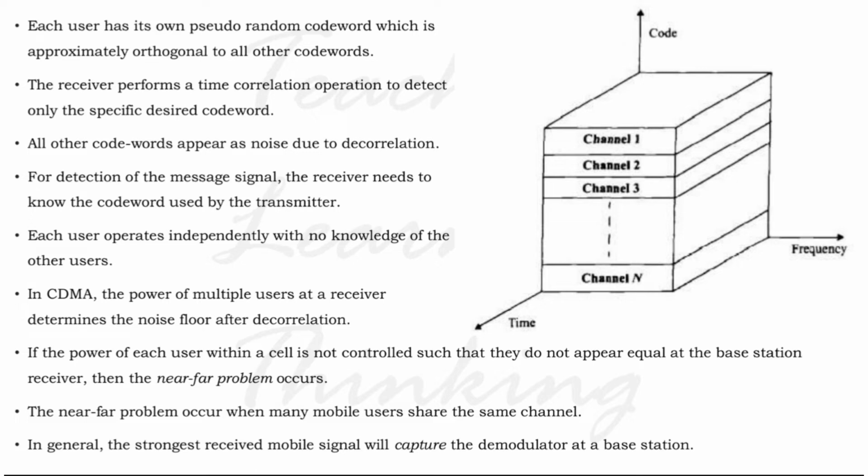In CDMA, the power of multiple users at the receiver determines the noise floor after decorrelation. If the power of each user within the cell is not controlled such that they appear equal at the base station receiver, then the near-far problem occurs. The near-far problem occurs when many mobile users share the same channel. In general, the strongest received mobile signal will capture the demodulator at the base station.